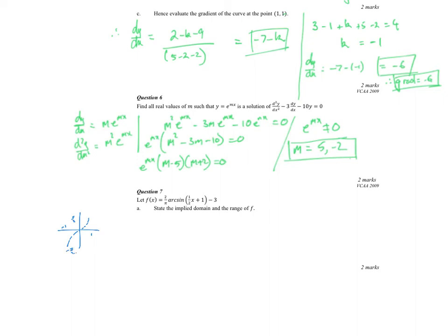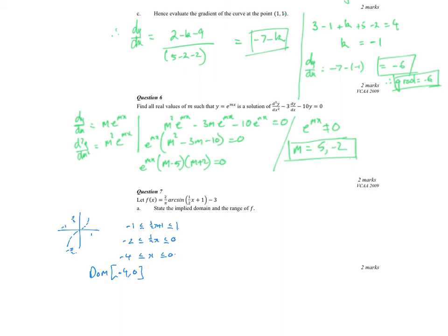So first things first, domain. So negative 1 is less than or equal to a half x plus 1, which is less than or equal to 1. So subtract 1, so we get negative 2 less than or equal to a half x less than or equal to 0. Multiply by 2, we get negative 4 is less than or equal to x, which is less than or equal to 0. So my domain is from negative 4 to 0.